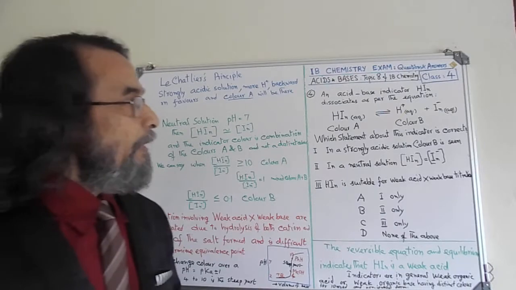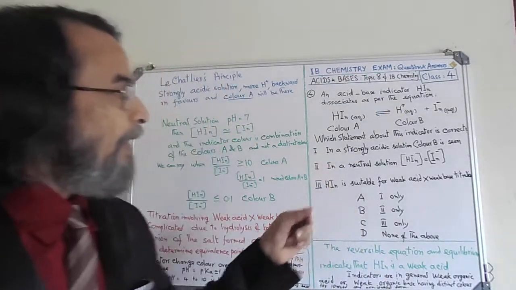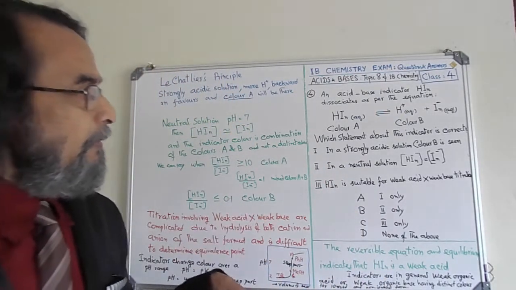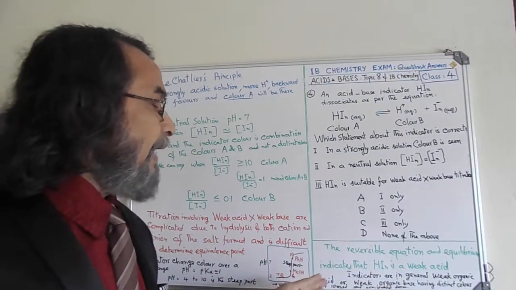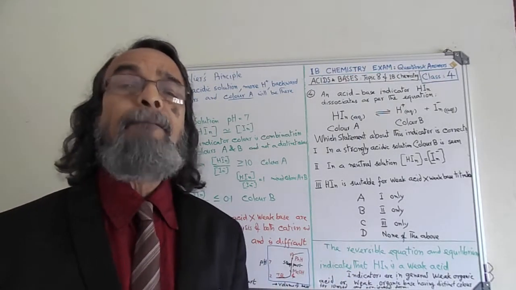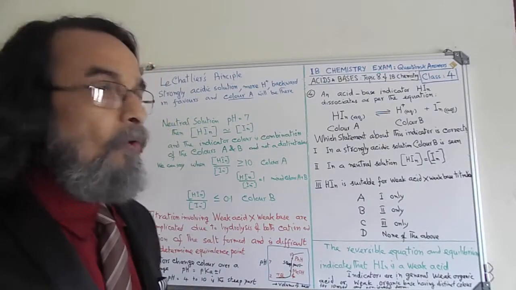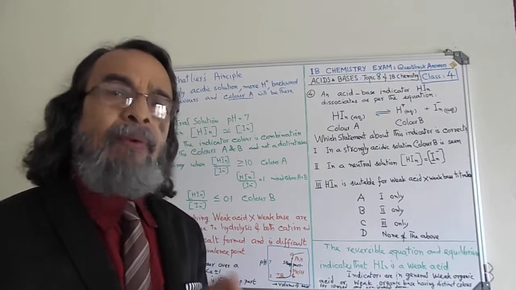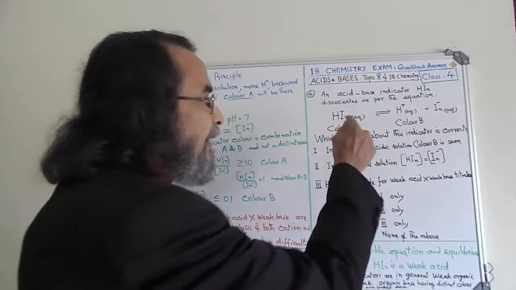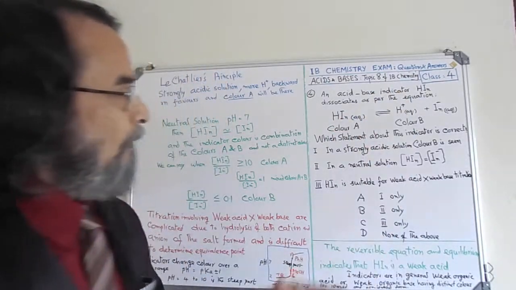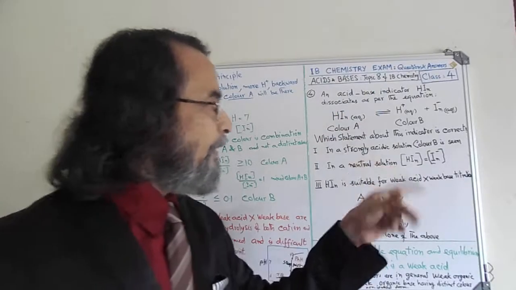Please look at the question. This is related to an indicator. We know that indicators are in general weak organic acids or weak organic bases, which will be in the ionized and non-ionized form, creating distinct colors. So that is a related question here.